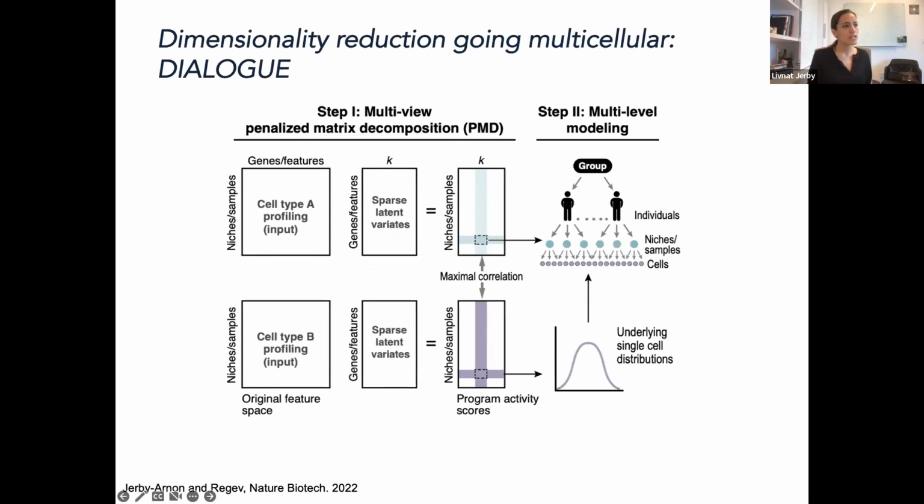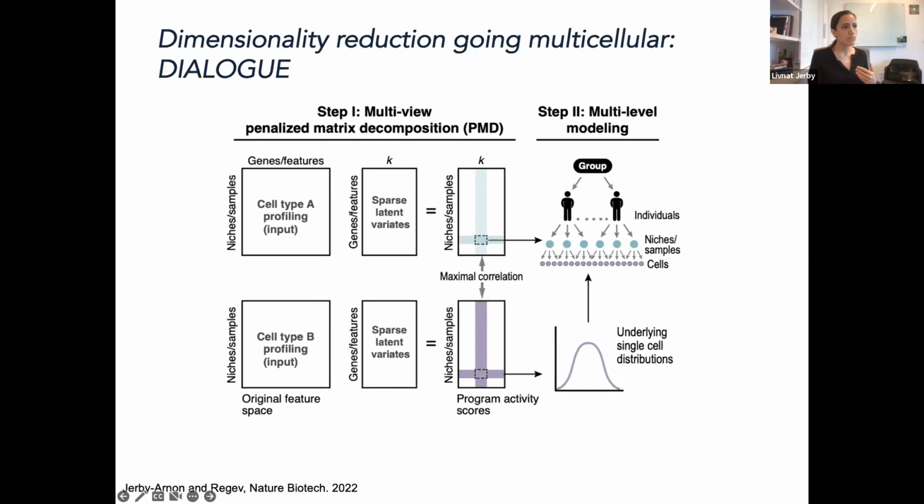So with that in mind, we're now going to identify MCPs using the method that we developed called DIALOGUE, which has two steps to it. The first is a multi-view penalized matrix decomposition, or a sparse canonical correlation analysis. That's multi-view. We're going to talk about it in a minute. And the idea here is that we refer to different cell types as if they are different representations of the same thing, of the same cue that we cannot see, or the same environment.